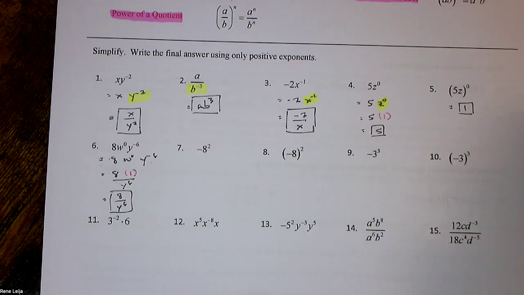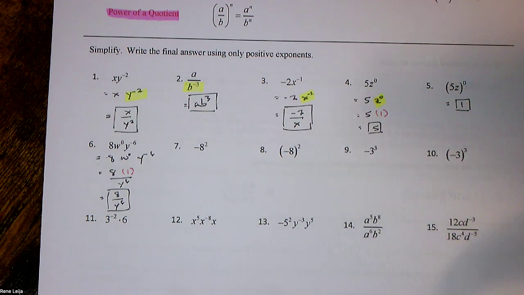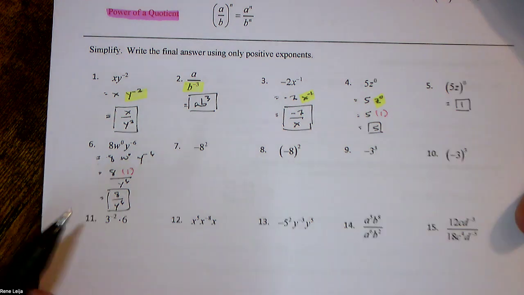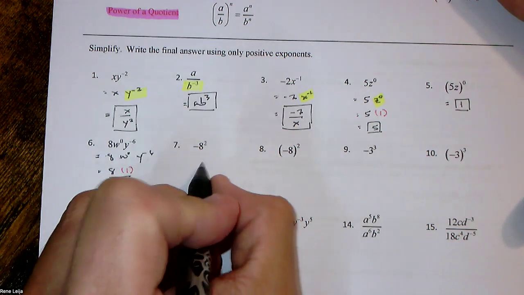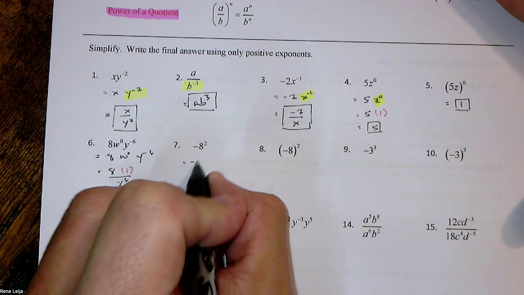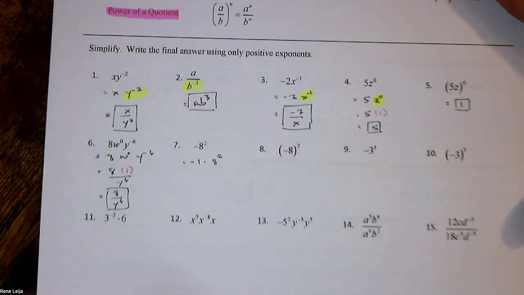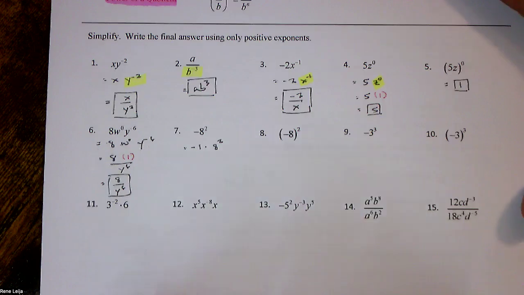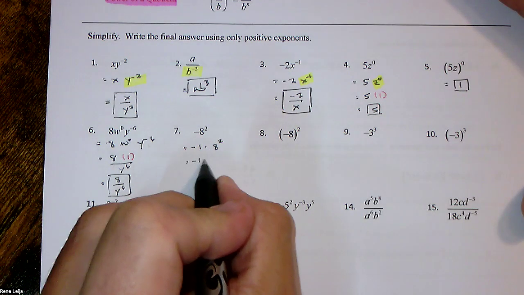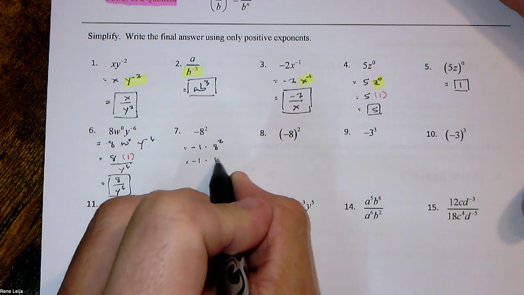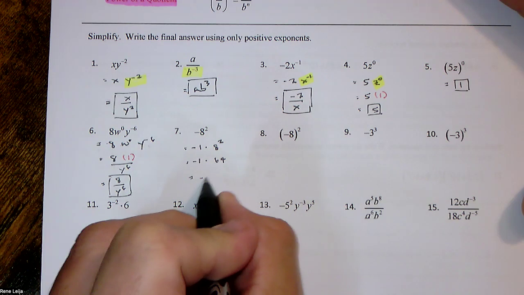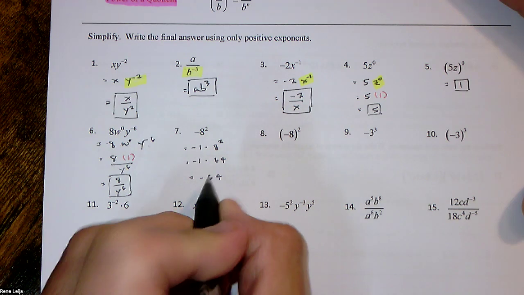Okay, now let's look at number 7. Again, what is the exponent touching? Is it touching the negative 8 or is it only touching the 8? For number 7, it's only touching the 8. So what we can do is pull the minus sign away and have minus 1 times 8 squared. So here's the minus 1. 8 squared is 64. Then minus 1 times 64 is minus 64.